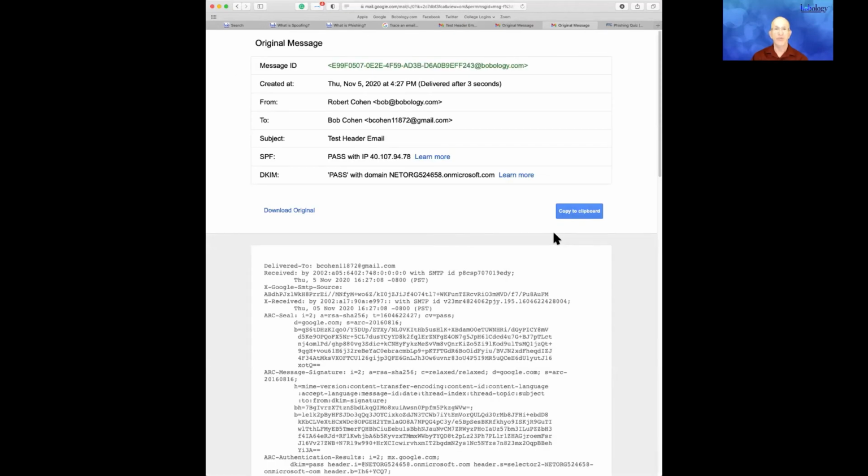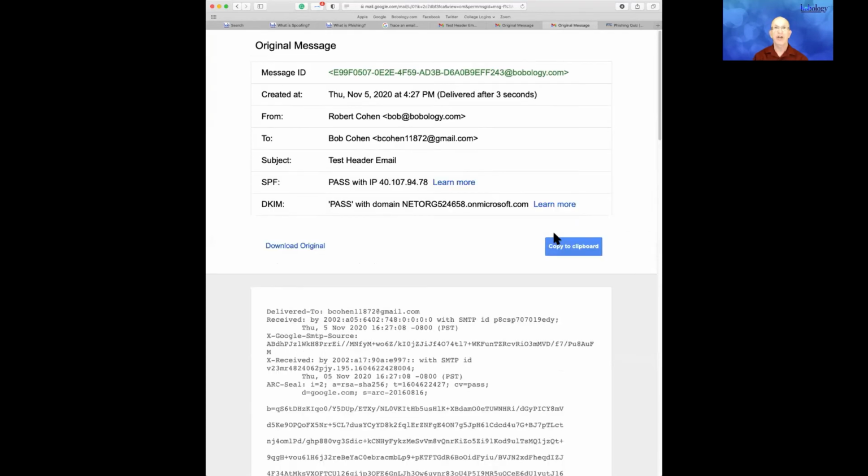And this is the original message. It has a lot of information. Okay, so first of all, it does tell you when it was created, who it's from, and it shows the from email address as well. Sometimes you can see this in the email when you're looking at it, but this is what you want to pay attention to. My emails will come from bob@bobology.com. I also have a Gmail account.